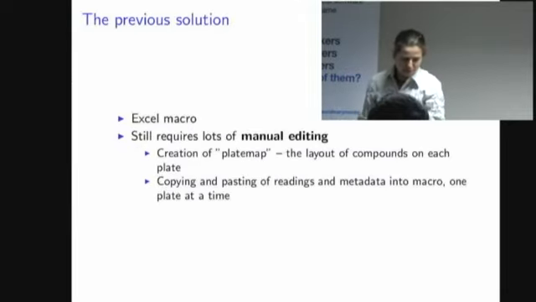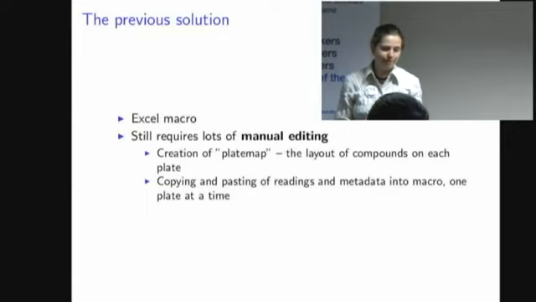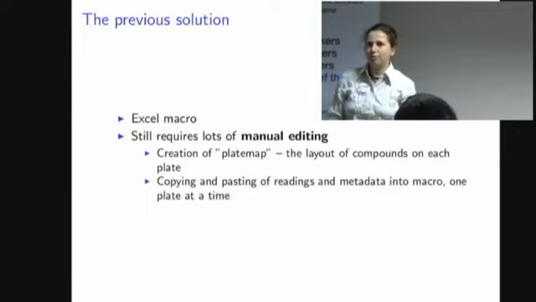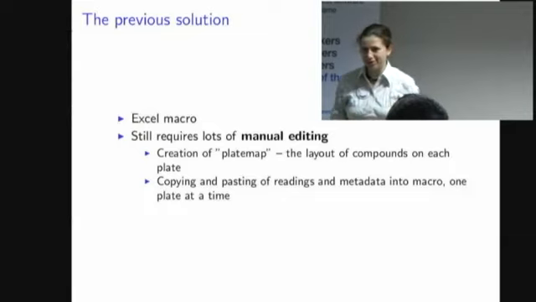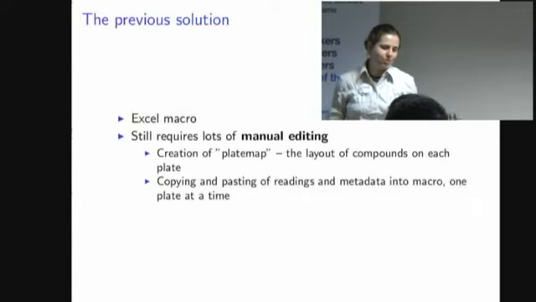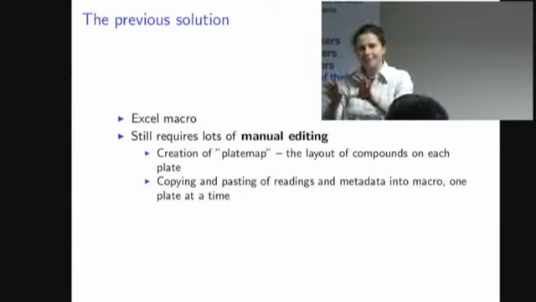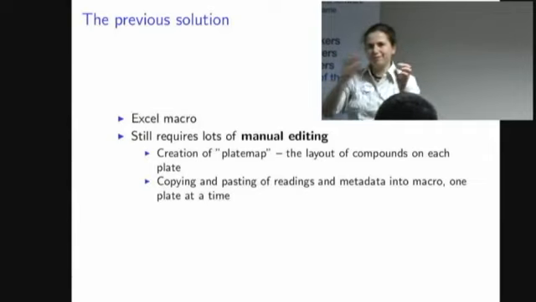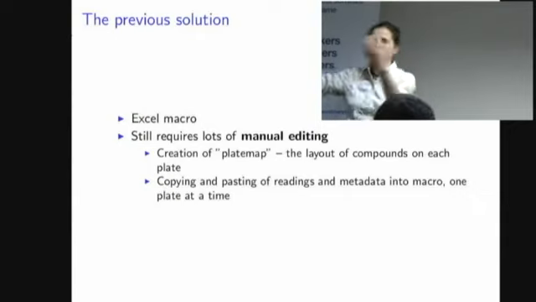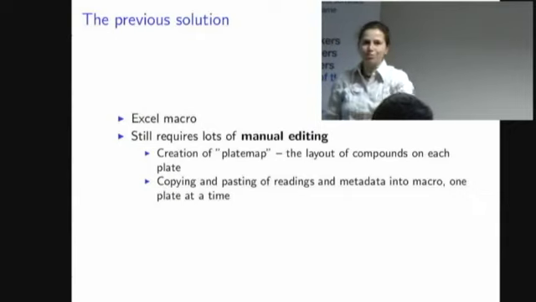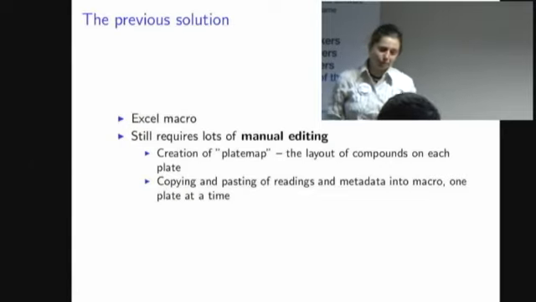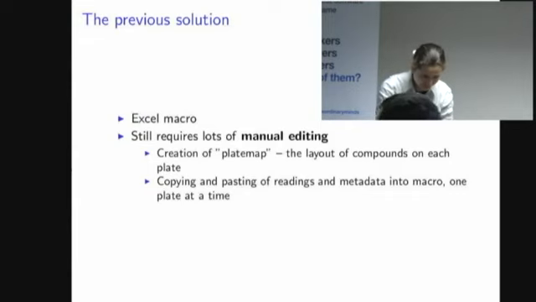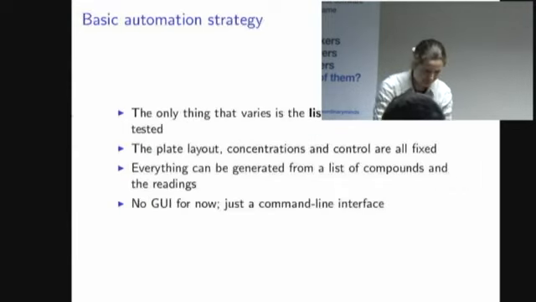So the previous solution, which was being used in this unit, was an Excel macro. And that was about as automated as Excel macros generally are automated, which is to say it's a little bit automated, but not very much. So the researcher would still have to do a lot of manual editing. She would essentially copy and paste one plate at a time, first the data, and then copy and paste the stuff from the metadata file, and then push a button, and the macro would magically produce the one plate's worth of data. And she had to repeat this for every single plate, which is really not very automated at all. So we can do better than this with the script.